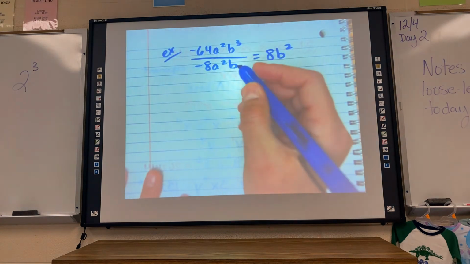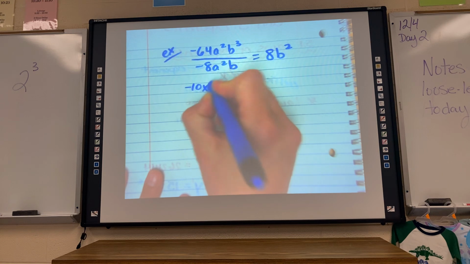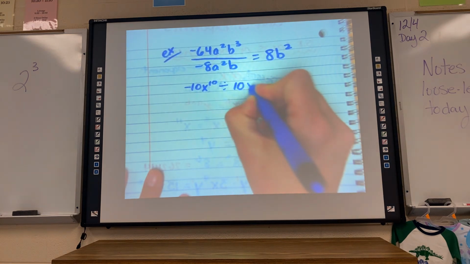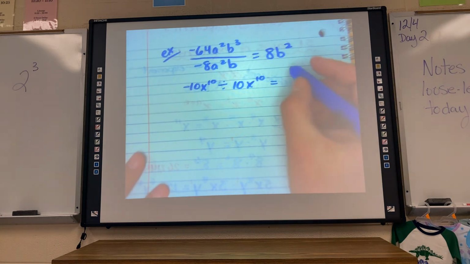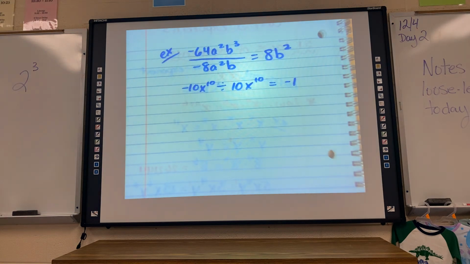What about negative 10x to the 10th divided by 10x to the 10th? What does that equal? So first, what's negative 10 divided by 10? Josh? Negative 1. And what's x to the 10th divided by x to the 10th? What's any number divided by itself? 1. Yeah, x to the 10th divided by x to the 10th is just 1. So negative 1 times 1 is just simply negative 1. This equals negative 1.